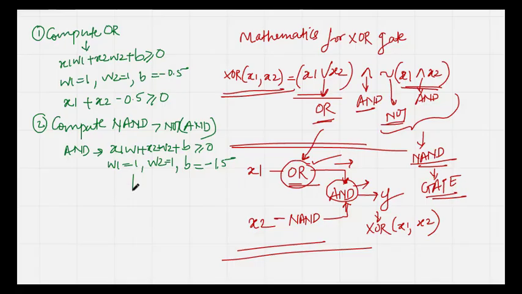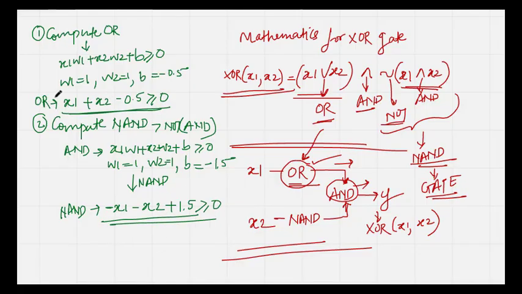But now, as we are doing NAND, everything will be the opposite of it, that is the negation of it. So then my W1 will become minus 1. Instead of 1, I'll take minus 1, so this will become minus x1. Instead of 1 for W2, I'll take minus 1, so this will become minus x2, and then minus of minus 1.5 will become plus 1.5. So for NAND, I have to satisfy this equation. Okay, so this is for NAND, this is for OR.